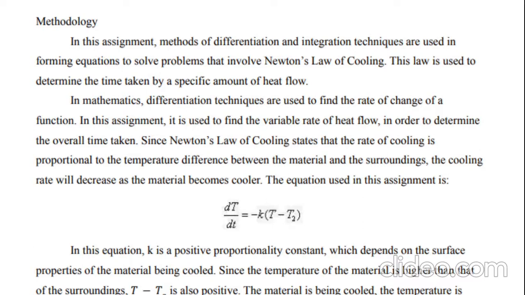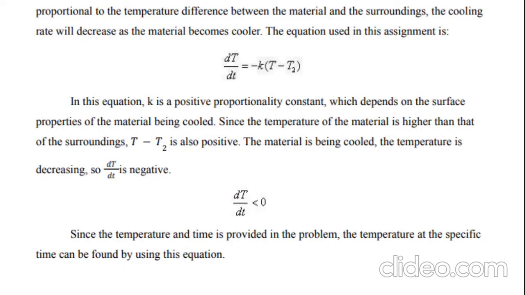Since Newton's law of cooling states that the rate of cooling is always proportional to the temperature difference between the material and the surroundings, the cooling rate will decrease as the material becomes cooler over time. The equation used in this assignment is shown below. In this equation, K is a positive proportionality constant, which depends on the surface properties of the material being cooled. Since the temperature of the material is higher than that of the surroundings, T minus T2 is also positive. And since the material is being cooled, the temperature is decreasing, so the rate of change in temperature is negative.